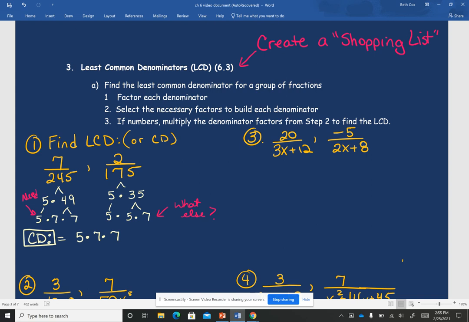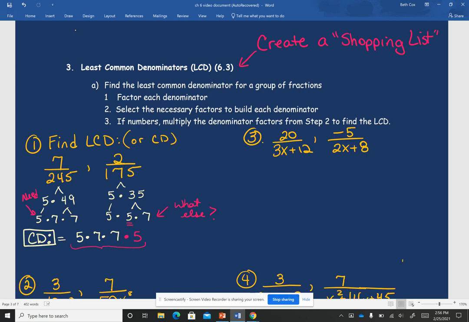But then I come over here and say, well, what else do I need? Well, I need another 5. And that way I have enough ingredients that if I want to make a 245, I can. If I want to make a 175, I can. Now, I don't have enough ingredients to make both of them, but I don't need that. I just need the ingredients to make each one separately.